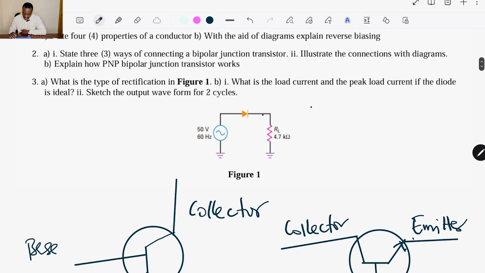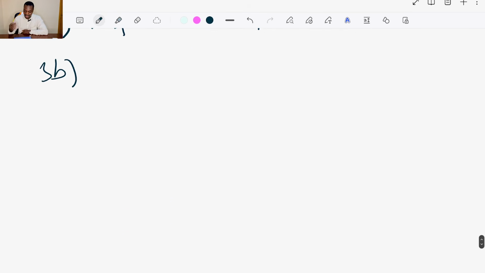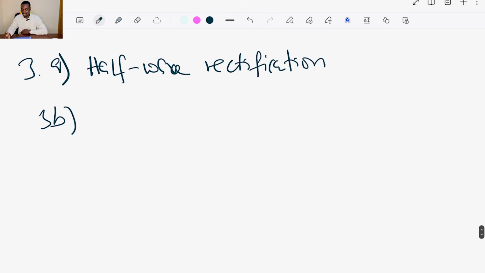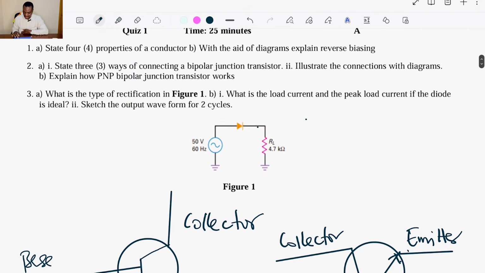So we go to 3B. Now, question 3B. What is the load current and the peak load current if the diode is ideal? Sketch the output waveform for 2 cycles. So 2 cycles mean we have what? Each cycle is going 360 degrees, so twice the 360 degrees will give us 2 cycles. So we have this.